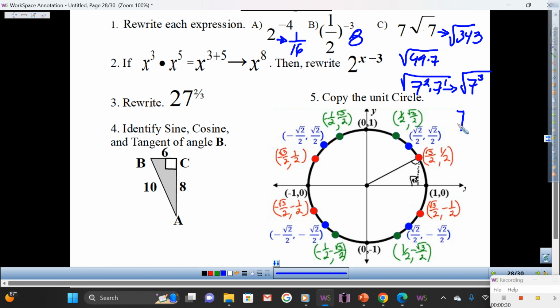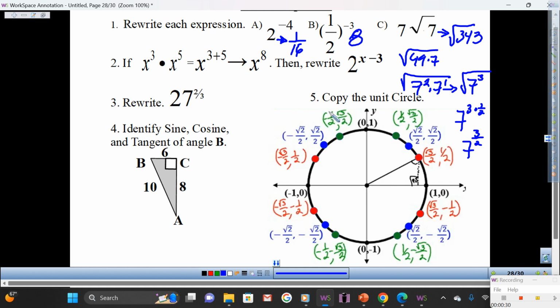So therefore, it would be 7 to the third power times what exponent? What replaces a square root, Diego Rosas? One half. That is correct. So therefore, 7 to the 3 halves power. That's another way of rewriting that.